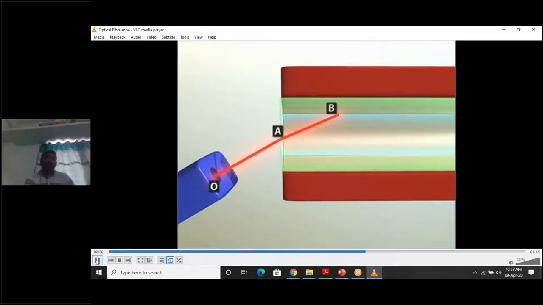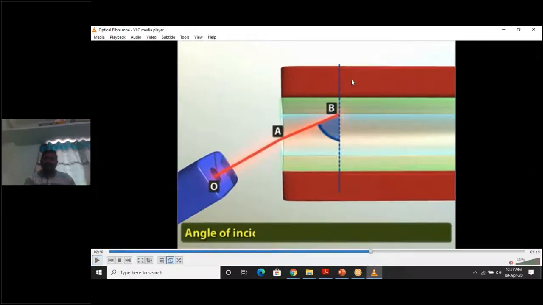Yes, this is the normal. This vertical line is called the imaginary normal. The red line is the incident light ray and this blue line is the normal, and the angle between this red line and this blue line is the angle of incidence. If this angle of incidence theta is greater than critical angle, the light ray is totally reflected back to the same medium.